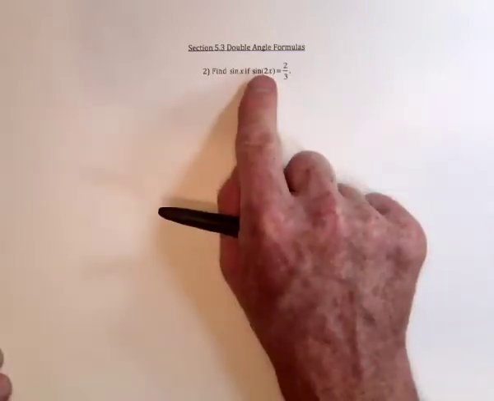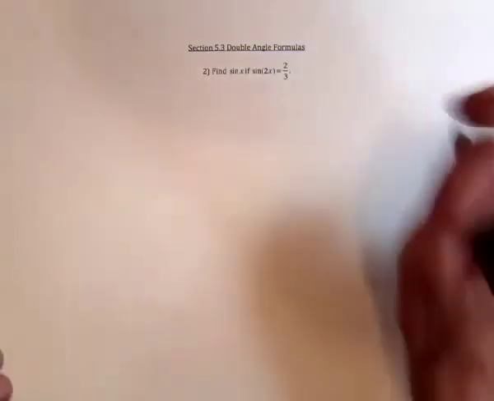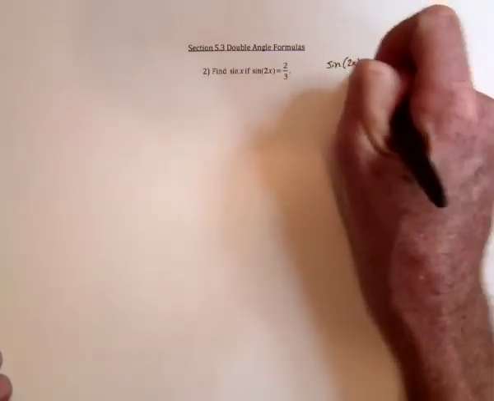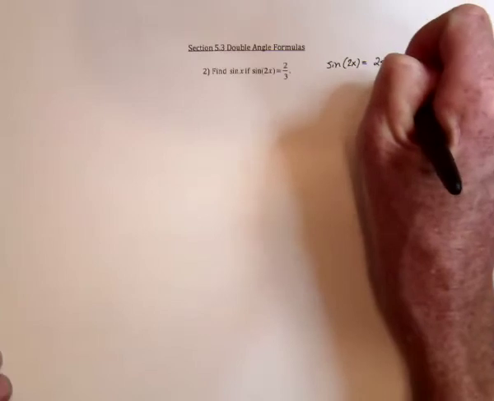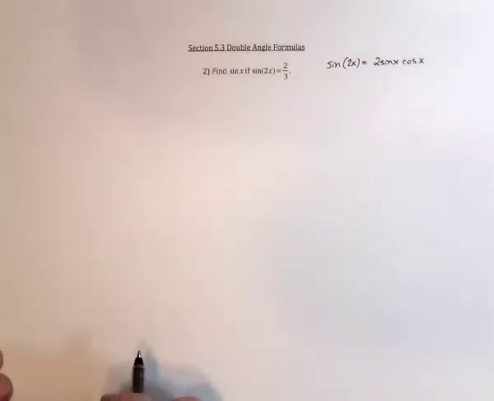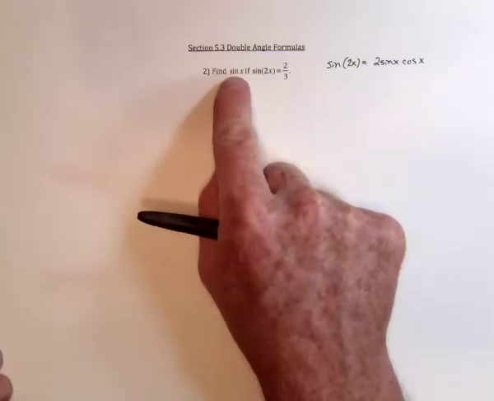So as soon as I see that it's got sine of 2x, what comes to mind is that sine of 2x is equal to 2 sine of x times cosine of x, which at first seems like a good thing to use since it's asking for sine of x.